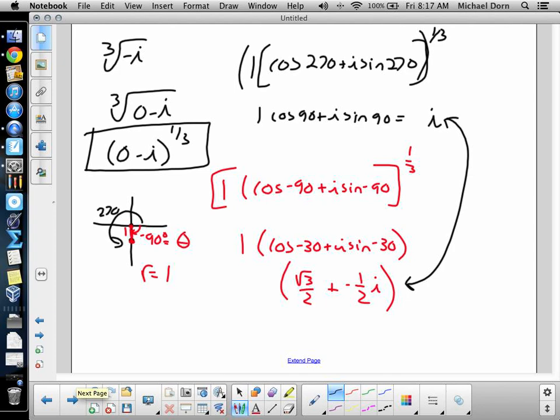Because, like I've said before, these are going to give us multiple solutions. The cube root is going to have 3 different cube roots. There's actually a third one, too. It's negative root 3 over 2 minus 1/2 i as the third root. And that gets back to that thing that we were not focusing on so much. But basically it comes down to either answer is acceptable.